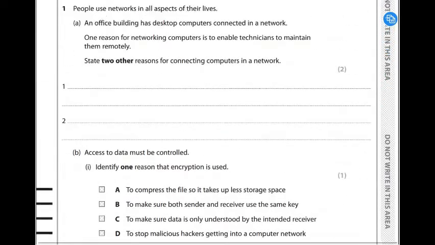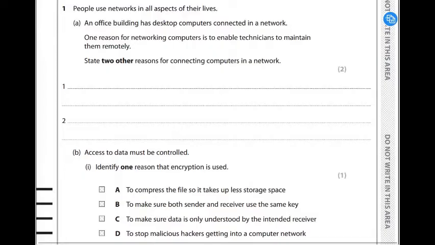So people use networks in all aspects of their lives. An office building will have a desktop computer connected to the network. One reason for networking computers is to enable technicians to maintain them remotely. That's one reason they've given you. So we need to state two other reasons. One reason will give you 1 mark.